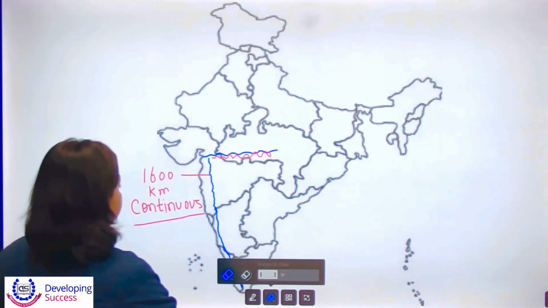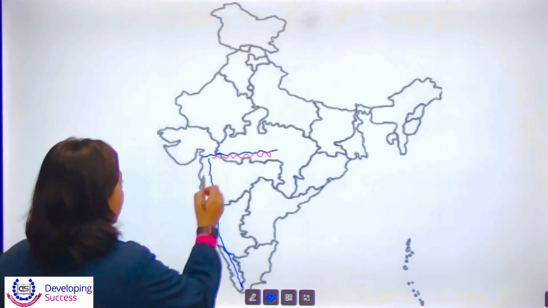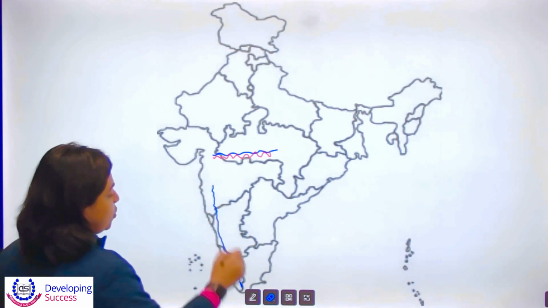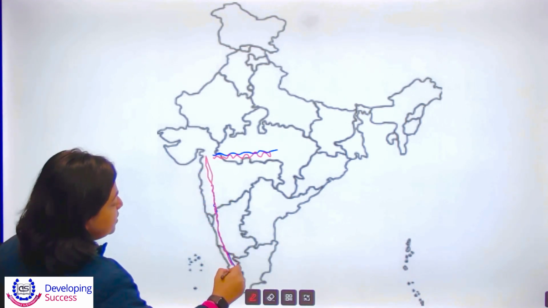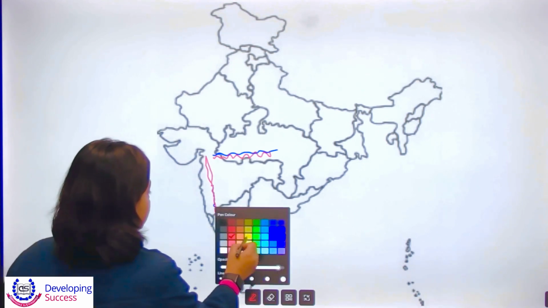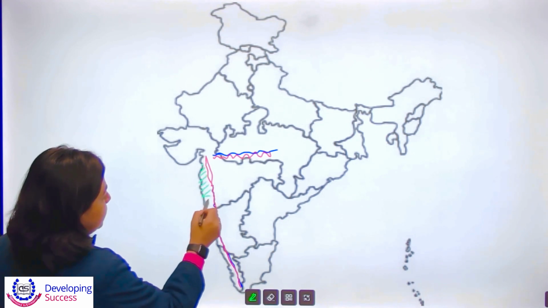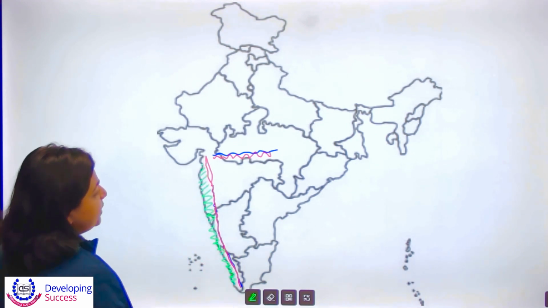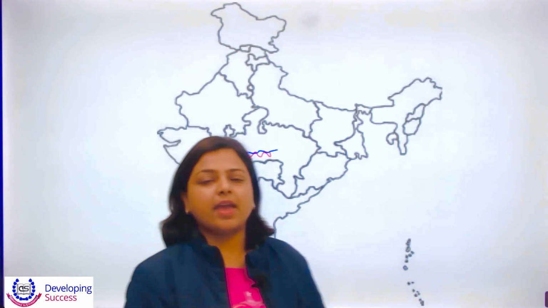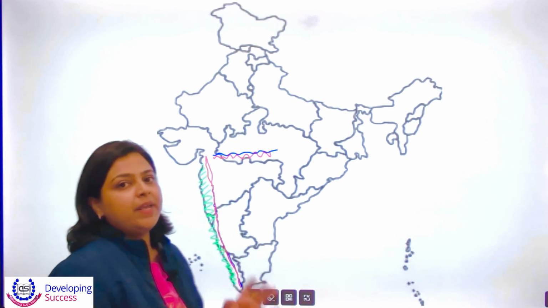On the western edge of the Western Ghats are the western coastal plains. So these are the Western Ghats, and on the other edge are the western coastal plains. The western coastal plains are very narrow plains and they are located along the western edge of the Western Ghats. Okay, so this is a brief introduction of the location of the Western Ghats.